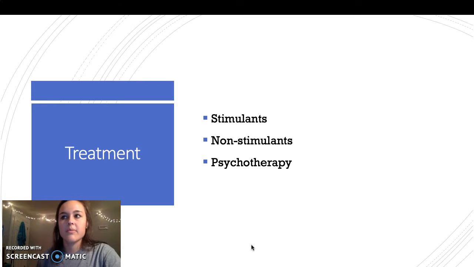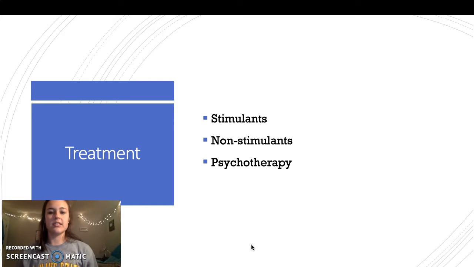Doctors may prescribe a non-stimulant when a person has bothersome side effects from the stimulants that they used, when a stimulant was not effective, or in combination with a stimulant to increase effectiveness.